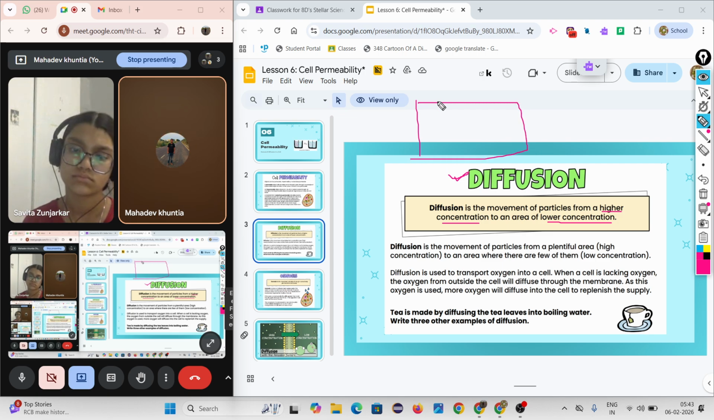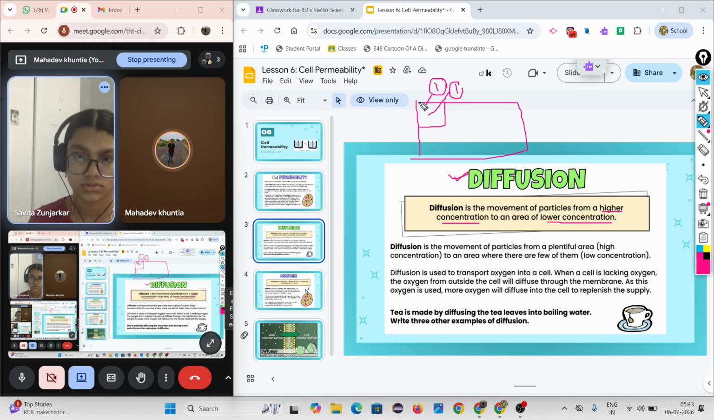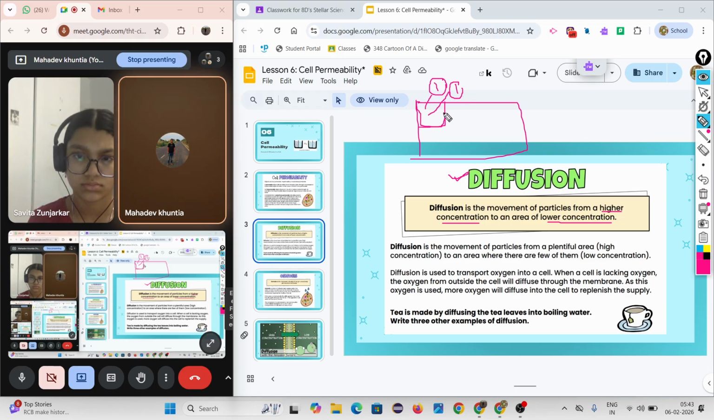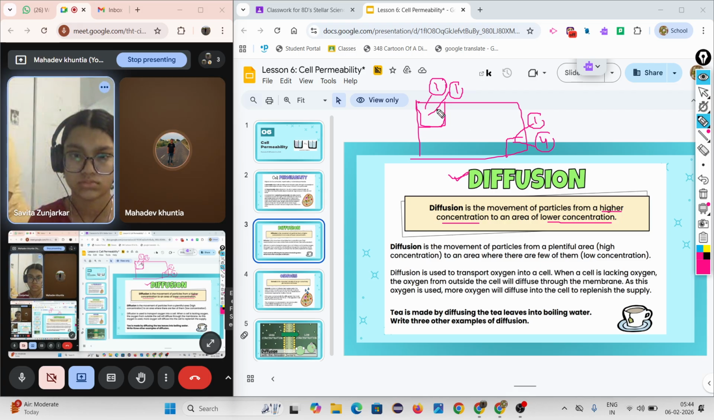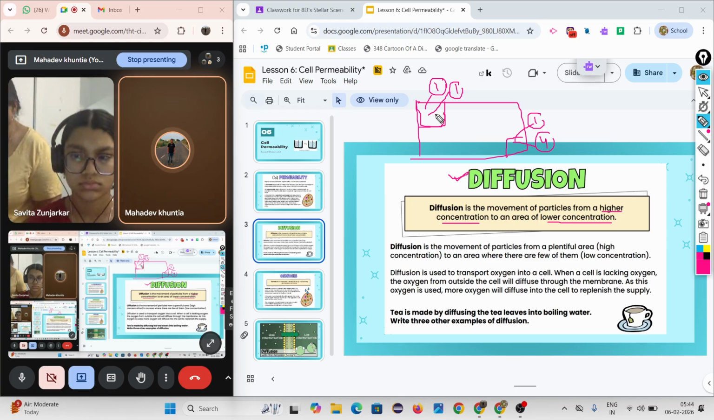In corner number one, the air particles which contain the smell of biryani are high, because here biryani is being prepared. In corner number four where you sleep, the concentration of biryani smell is low. So the air particles that contain the biryani smell are coming from high concentration to lower concentration.